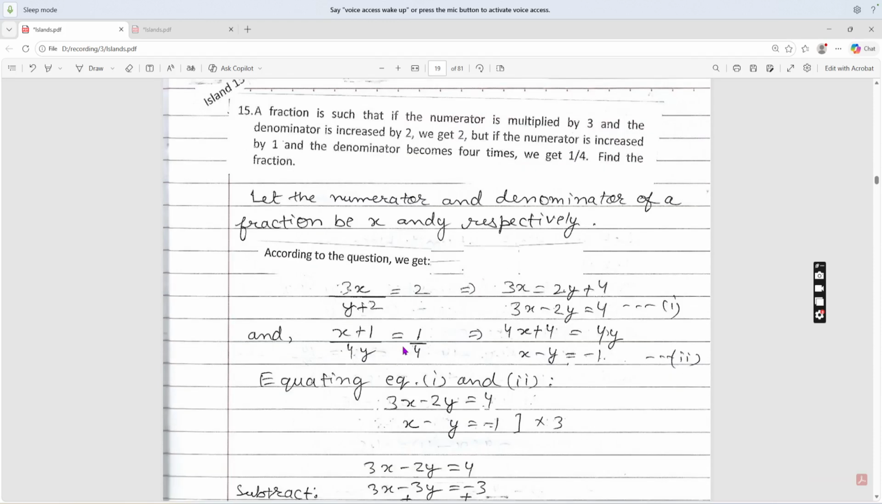Okay, next. A fraction is such that if the numerator is multiplied by 3 and the denominator is increased by 2, we get 2. But if the numerator is increased by 1 and the denominator becomes 4 times, we get 1 by 4. Find the fraction.